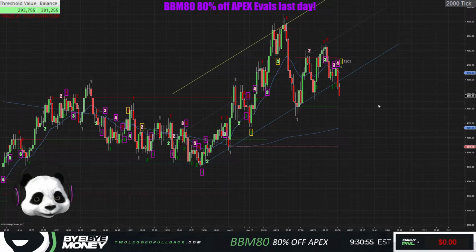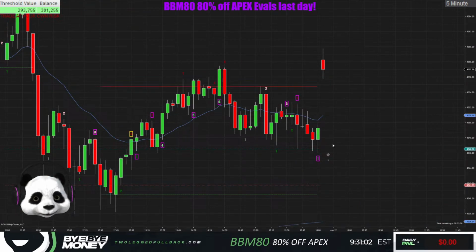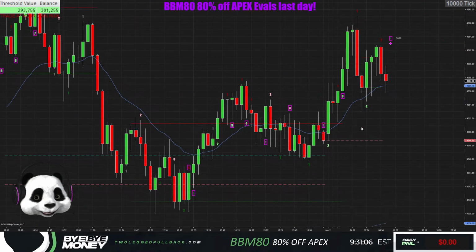All right, pushing down. Maybe coming back to the previous day's close. There's a gap on the 5-minute chart. So we may want to come back to the previous day's close on the 5-minute chart. 10,000 tick chart. Creating a two-leggy here.